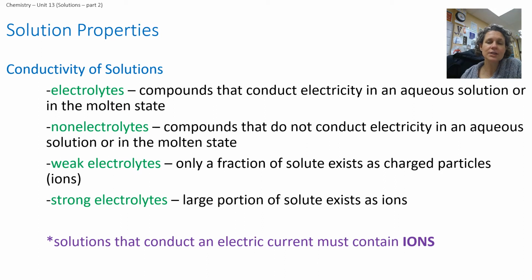Weak electrolytes, this is when only a fraction of the solute will actually exist as charged particles. And so they'll carry a current, but typically it is weak. A lot of times they'll test this with a light bulb or some kind of little conductivity tester. If it's a really strong electrolyte, the light bulb will be really bright. If it's a weak electrolyte, it will be pretty dim. And so that's where those two come from. The main thing with these solutions is that to conduct a current, they have to contain ions, cations and anions, something positively charged and something negatively charged.